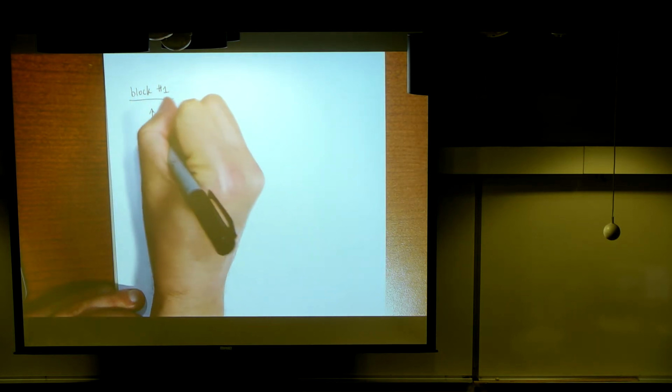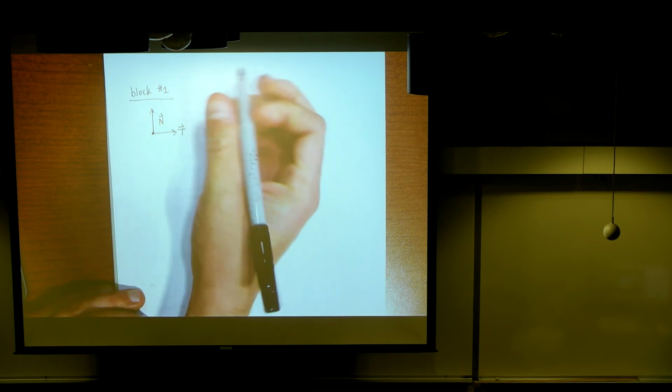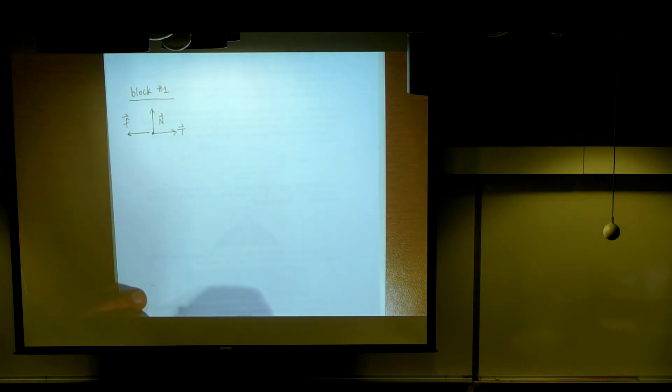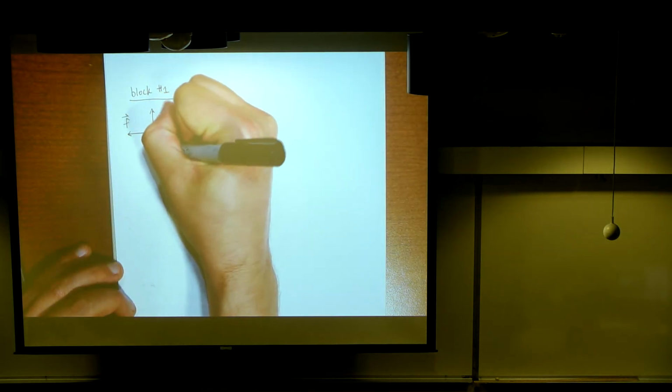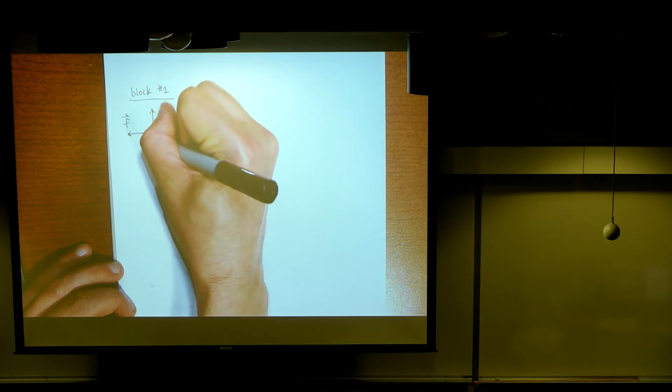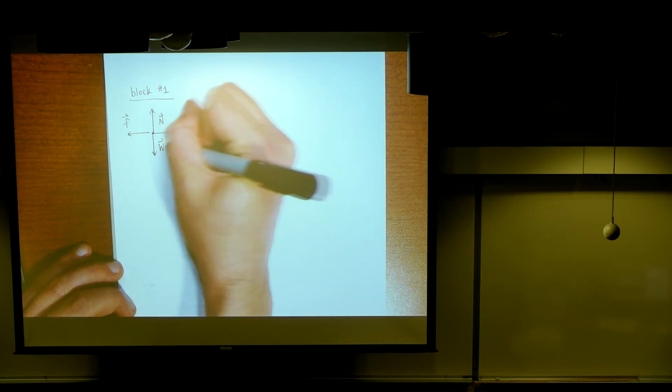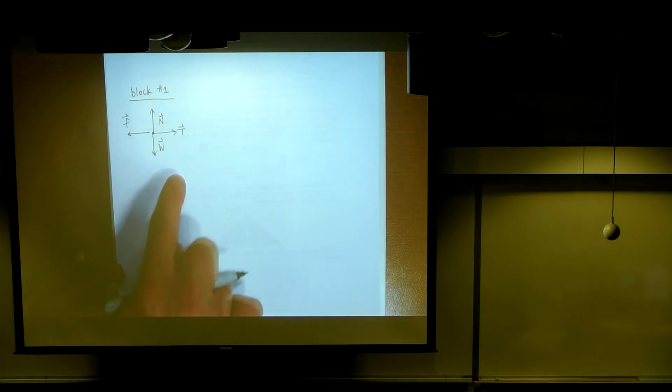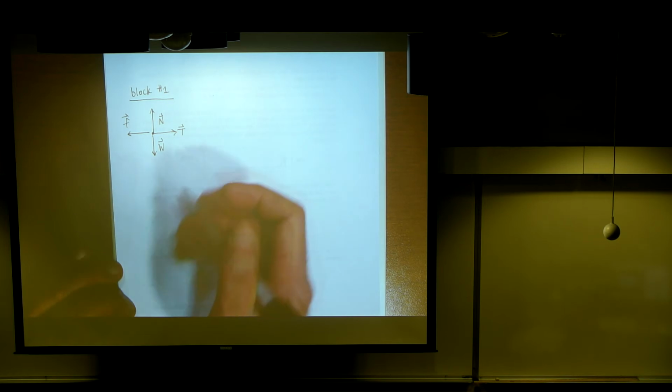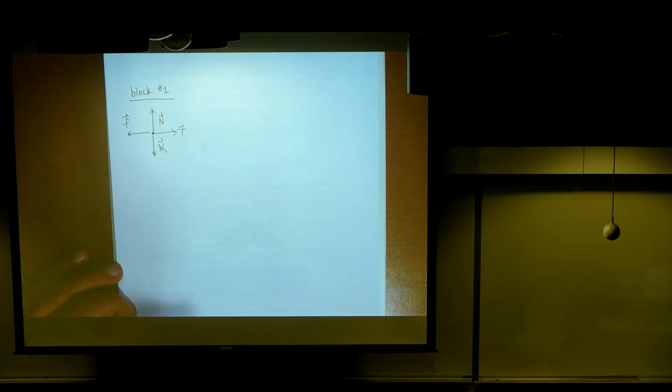All right, so let's start with block number 1. That one, as we said, has a normal force going up, a tension force going to the right, some kind of friction force going to the left, and then weight going straight down. Now, both of the blocks have a weight, and it's different for each one. So here's where it becomes important to just label things specifically. I'm going to call this W1, all right? Not to be confused with W2.